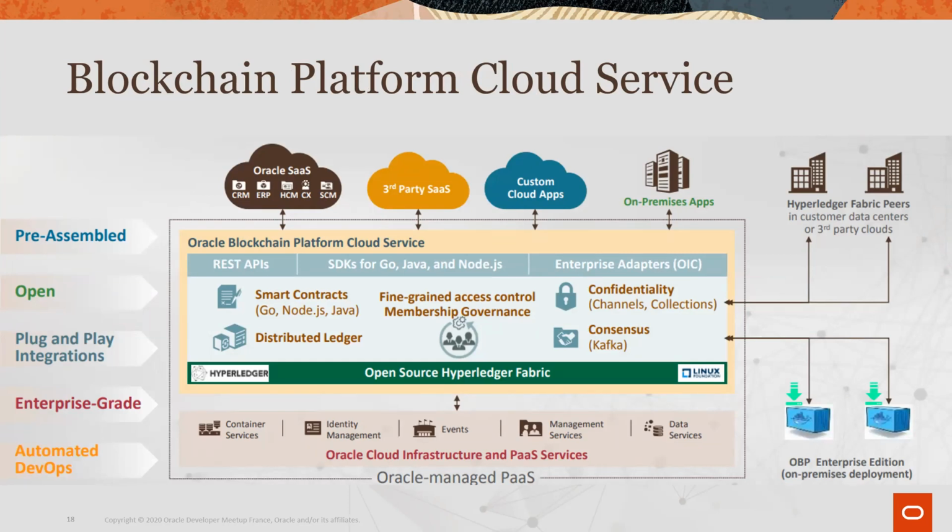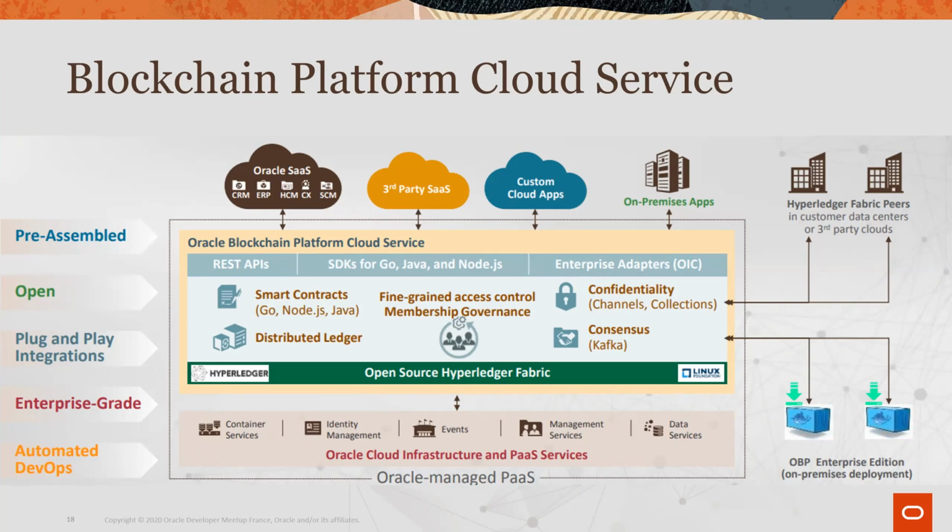Blockchain platform cloud service. This is the managed PaaS service of Oracle, which is built on top of the open source Hyperledger Fabric. It runs on cloud infrastructure as a PaaS service, so as platform service. And what Sanae mentioned, it's pre-assembled everything. So if you start, you don't have to set all the things up, because blockchain can be very difficult, a lot of moving components. And on top of the open source Hyperledger Fabric, they built easy integration through REST APIs. They made a very good UI. We will see that to manage everything.